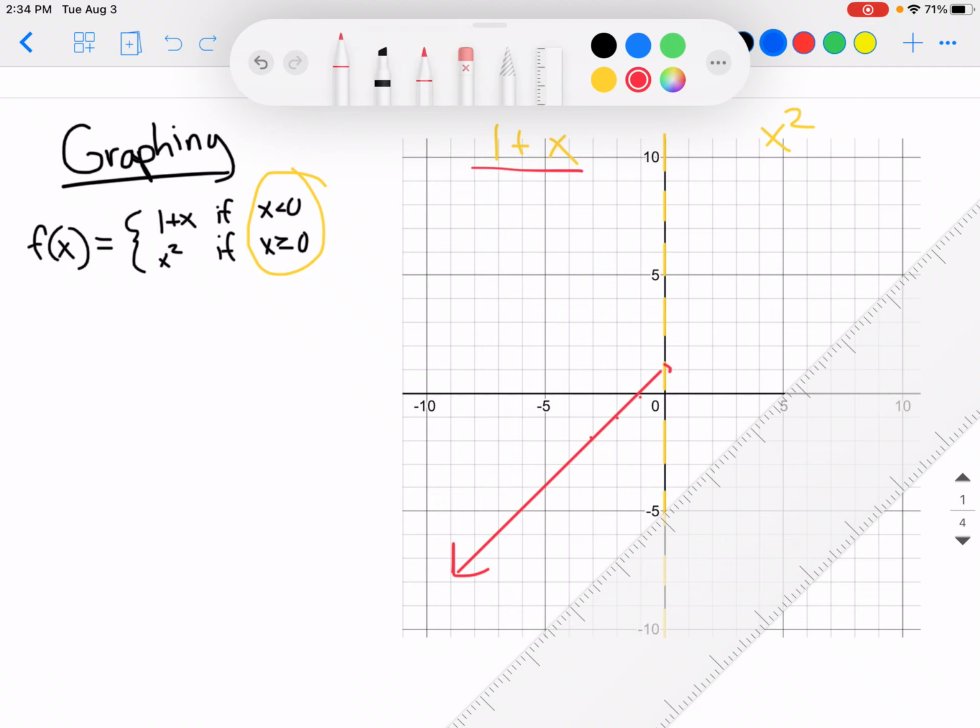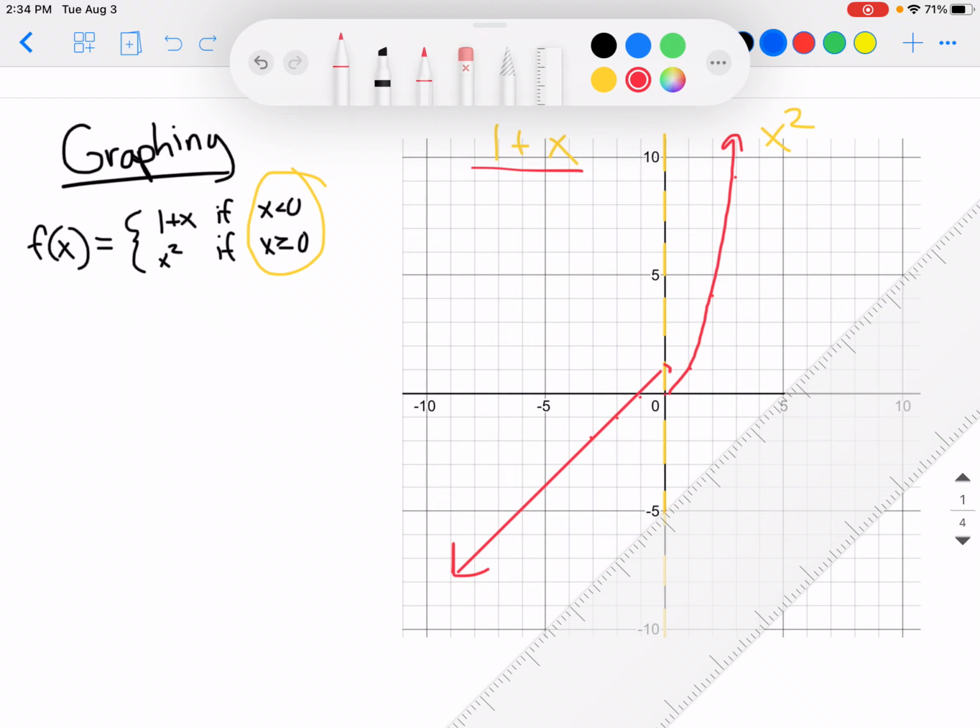Now I'm going to draw the graph of x squared. Well, x squared is a parabola, and it's a very simple parabola at that, so it's going to start down here at the origin. It's going to go to 1, 1, and then 2, 4, and 3, 9. And so I'm going to sketch this out like that. Perfect.